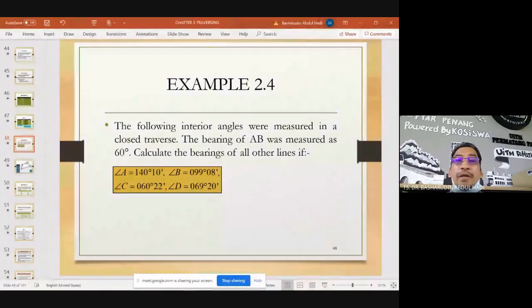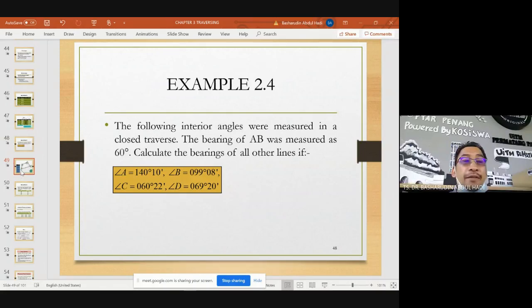Okay, the following interior angles were measured in a closed traverse. The bearing of AB was measured as 60 degrees. Calculate the bearing of all other lines if the angle at A is 140 degrees 10 minutes. So that means the included angle at point A is 140 degrees, the included angle at point B is 99 degrees 0 minutes, the included angle at point C is 60 degrees 22 minutes, and the included angle at point D is 69 degrees 20 minutes. So here we go.